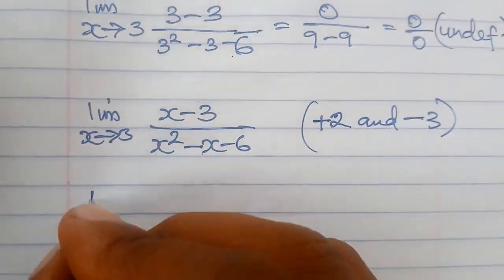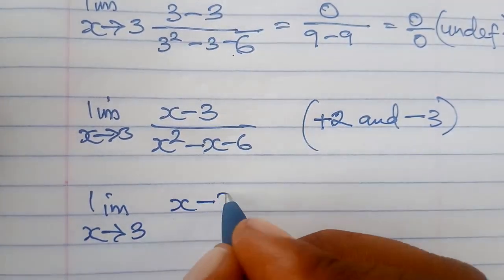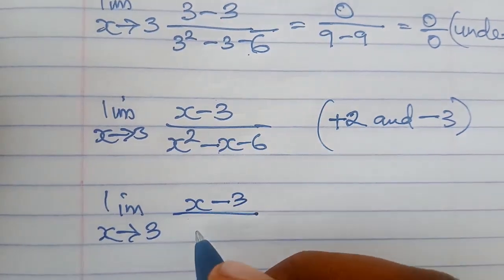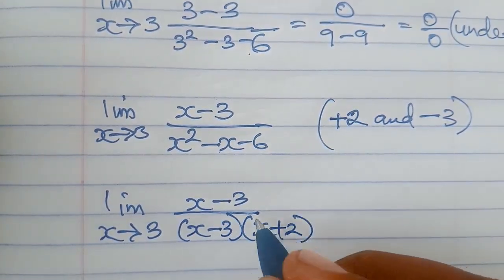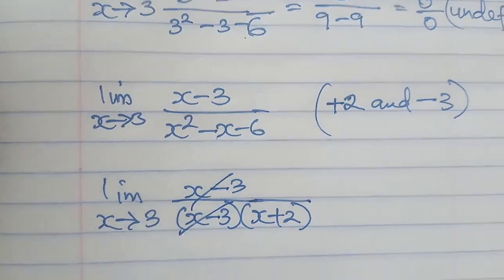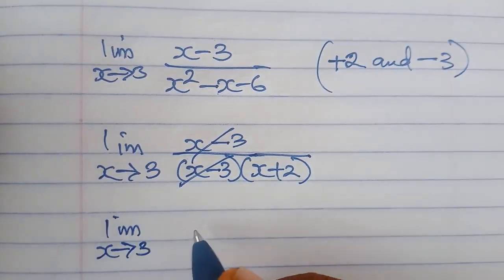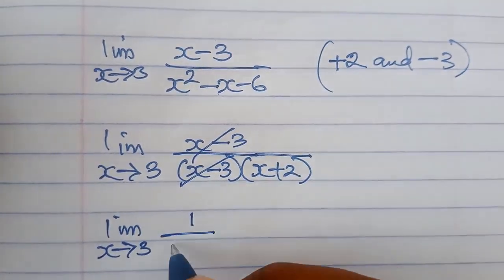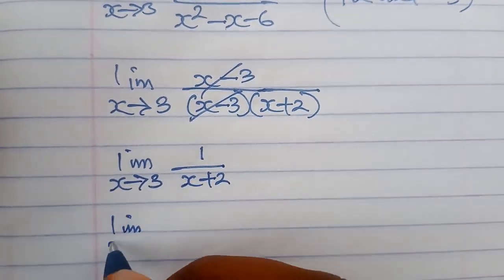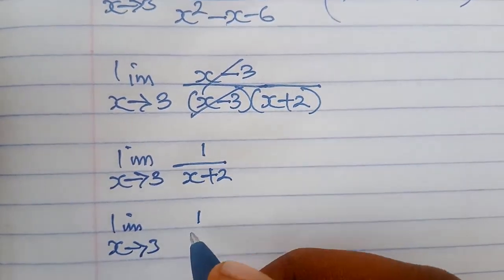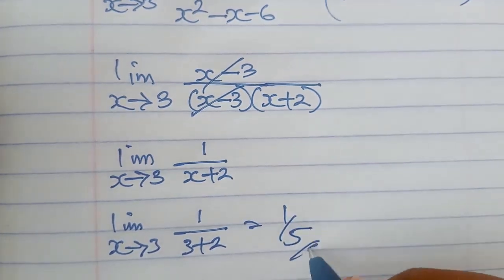Now we will have limit as x tends to 3, x minus 3 over, down here, x minus 3, x plus 2, so that this can take away this. We now have limit. You keep writing limit until you put in that 3, which is 1 over x plus 2. So you now have limit as x tends to 3, 1 over 3 plus 2, which is 1 over 5. That is the answer.